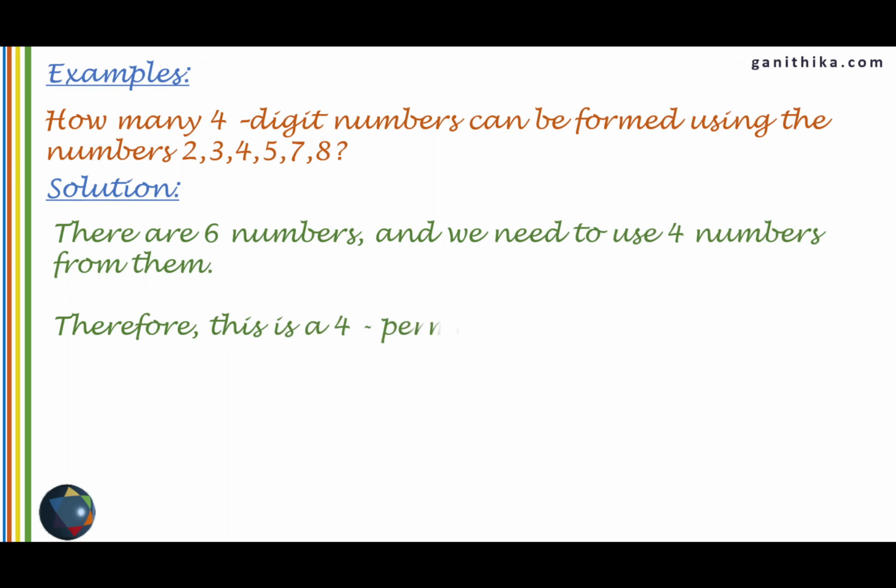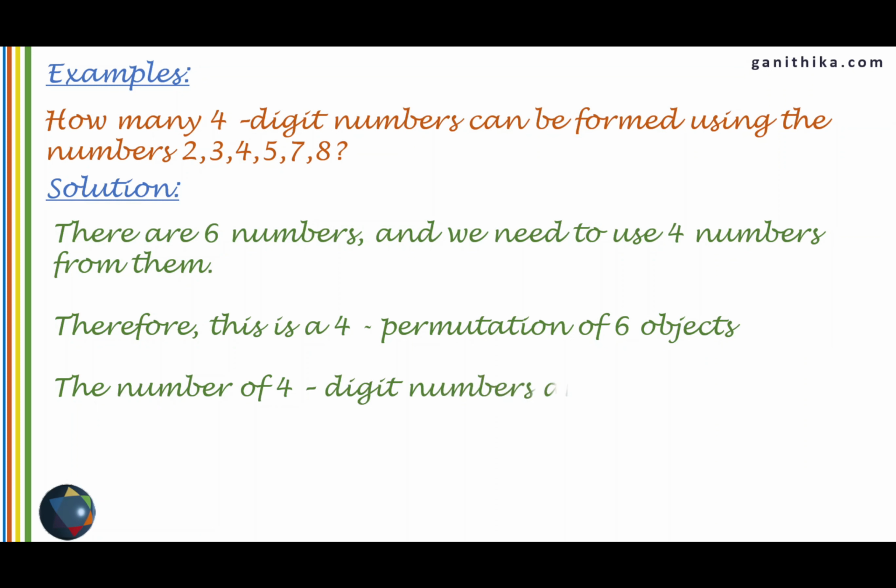So how many numbers are given? There are 6 numbers given. You have to take out 4 numbers each time and you have to rearrange them to form different 4-digit numbers. Therefore, this is a 4 permutation of 6 objects. Therefore, this is 6P4, which is 6 times 5 times 4 times 3. Using your calculator, or if you can multiply directly, the answer is 360. So there are 360 4-digit numbers from the given numbers 2, 3, 4, 5, 7 and 8. So let's proceed further. The moment you see forming 4-digit numbers, you should understand that this is a permutation question.